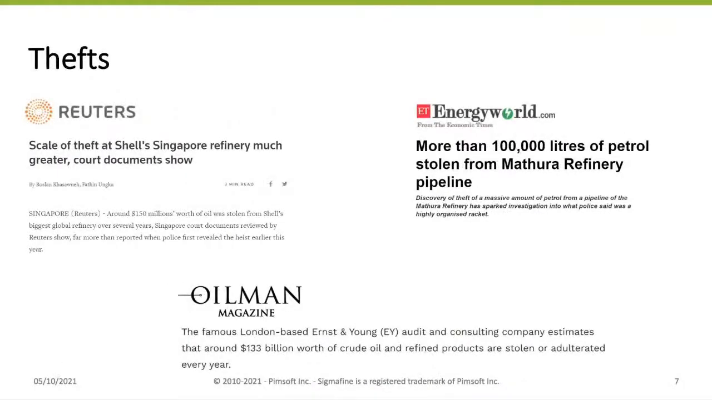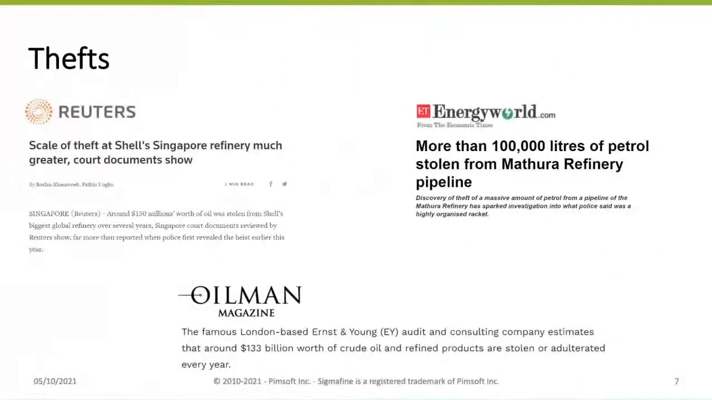Moreover, thefts, one of the most obvious forms of leaks, are heavily affecting the oil and gas industry worldwide. Very famous is the case of Shell's Singapore refinery, where thefts involved several levels of the company and went on for many years to reach the amount of $150 million. Ernst & Young estimated that worldwide around $133 billion worth of crude and refined product are stolen or adulterated every year. Quite an impressive figure. Now I leave the word to Marco.